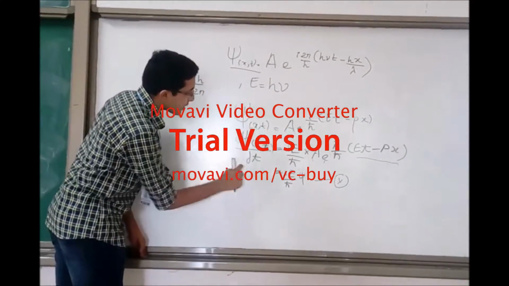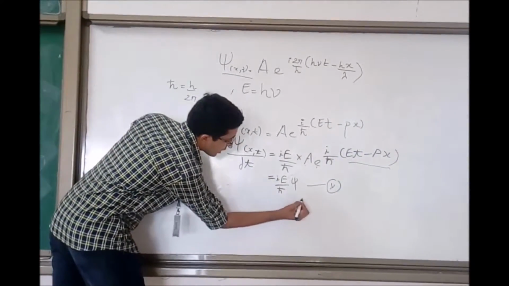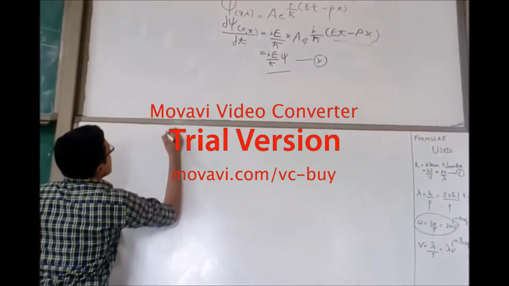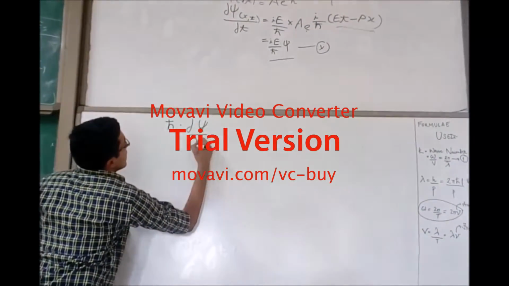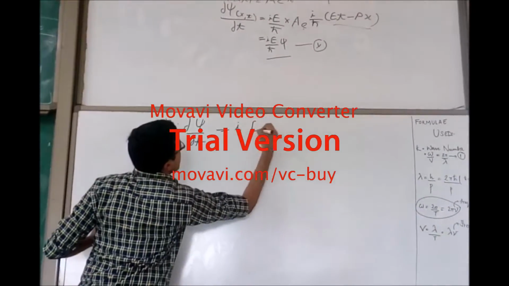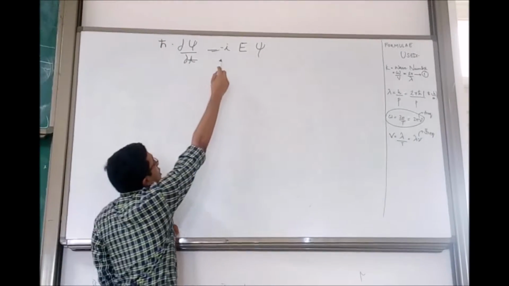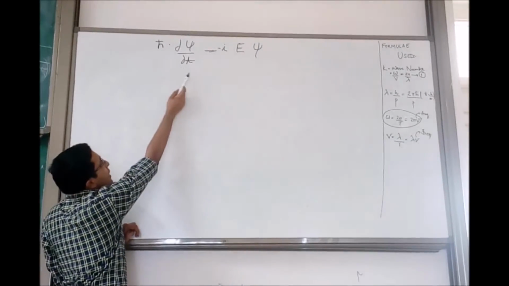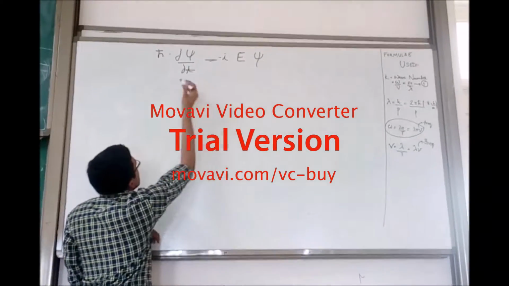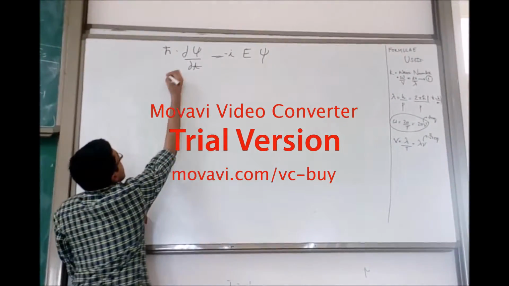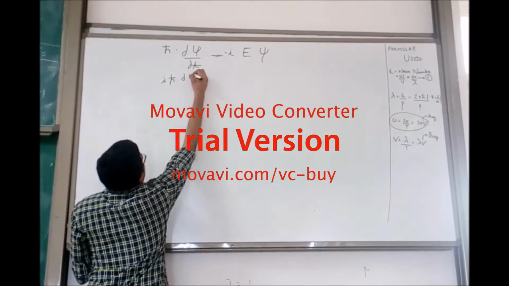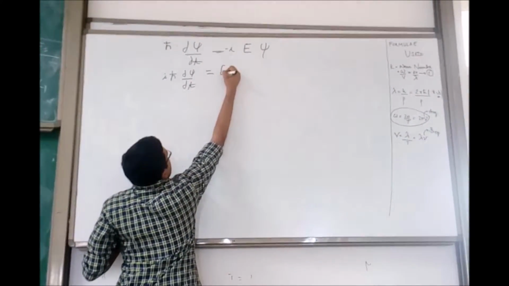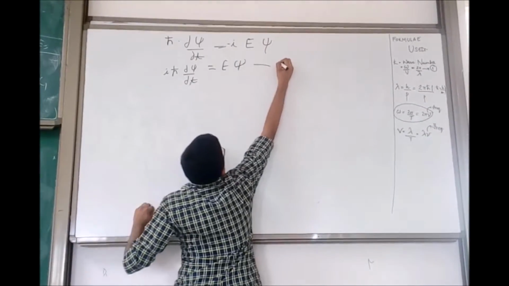Now when we differentiated the wave function with respect to t, we got i E by h cross into psi. Cross multiplying, we get h cross d psi by dt equal to minus i E psi. So now multiplying both sides by i, we get i h cross d psi by dt is equal to minus i square, which becomes plus 1, that will be equal to E psi. That will be one equation.